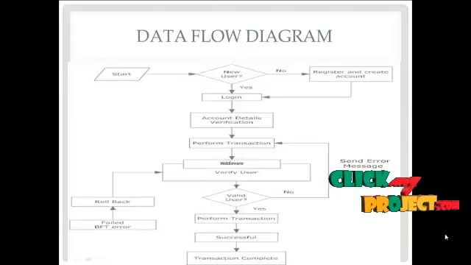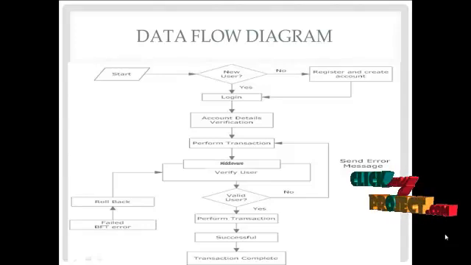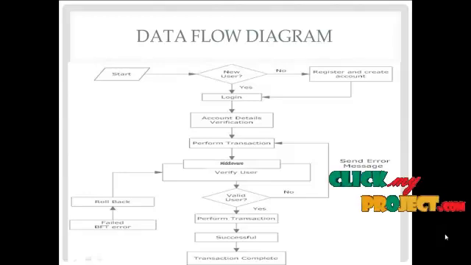Now going to explain the data flow diagram. First, consider the users. Users have to register and create an account. Then only they can log in to the further process. After login, they have to check the account details. Next, the main process considered here is the transaction.